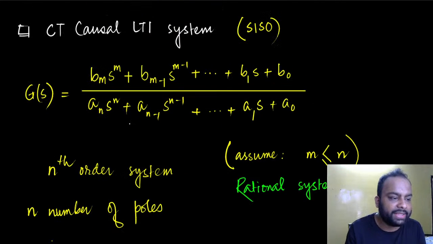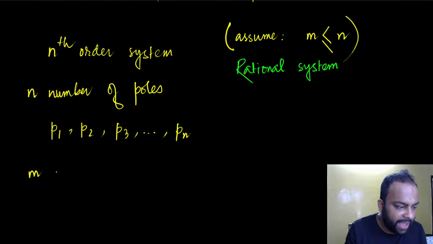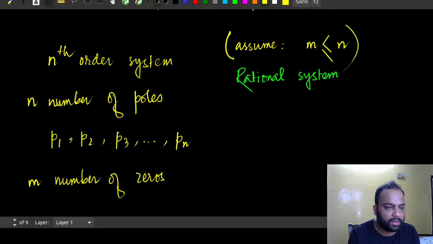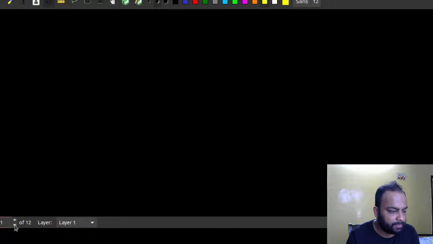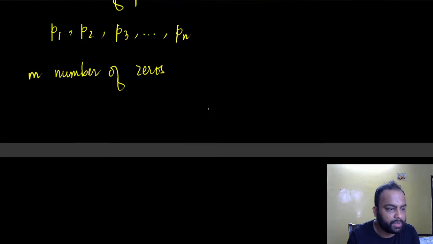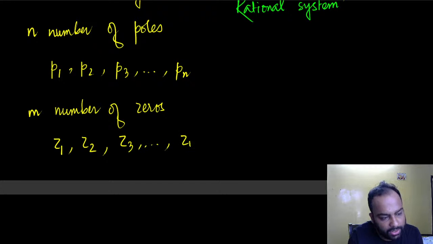And of course, how many zeros would I have? I would have m number of zeros. So poles and zeros again. Let me just increase the number of pages. And say the zeros are like z1, z2, z3, and so on up to zm, right?